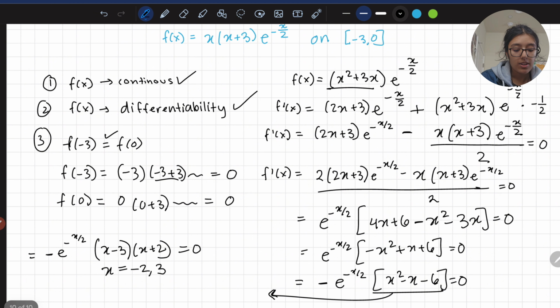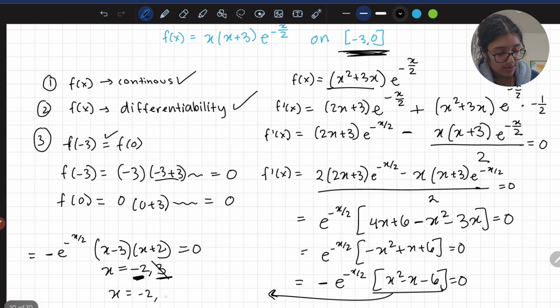But once again, we need to check what lies in the domain. Does x equal negative 2 lie in this domain? Yeah, it does. Does x equal 3 lie in this domain? No, it doesn't. So x equals 3 is an extraneous solution. So in this case, c has to be equal to negative 2.